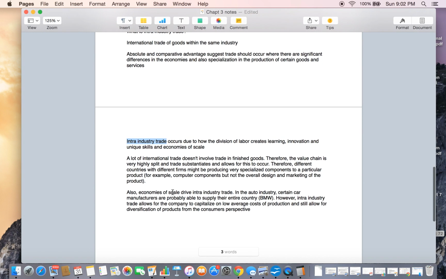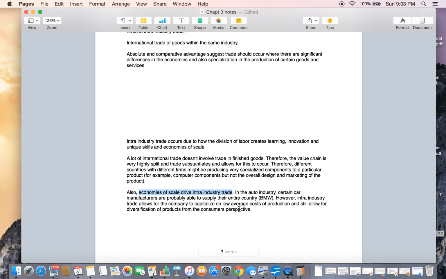The other thing that we see happening is that economies of scale exist, and these can drive intra-industry trade. So, what are economies of scale? Economies of scale are the idea that as you increase production beyond a certain point, and normally it's a large volume of production, you'll have lower average costs because your fixed costs are going to be spread over more and more units. So that lowers the average cost. When you have lower average costs, you have higher profits.